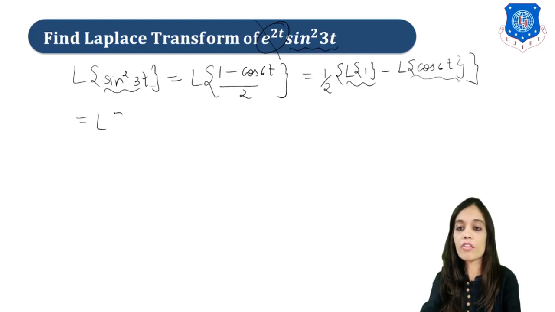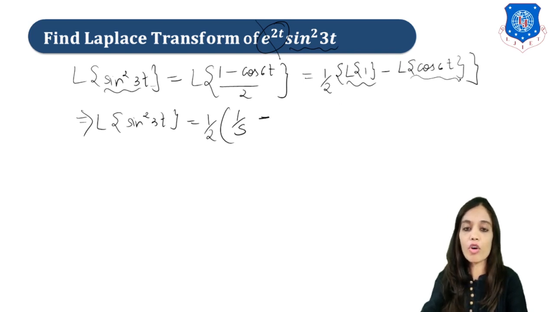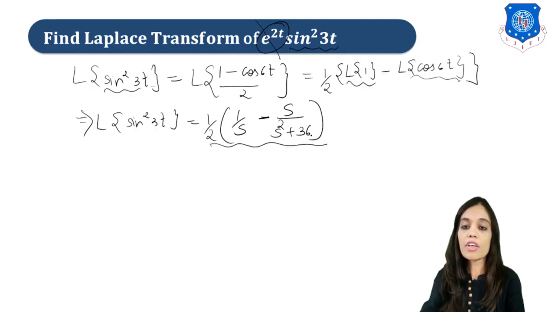Now we know the formulas of Laplace of 1 and Laplace of cos. So the final answer of Laplace of sine squared 3t will be equal to what? 1 upon 2. Put the value of Laplace of 1, that will be 1 upon s, minus Laplace of cos 6t, which will be s upon s square plus 36. You have to remember all the 8 formulas, right? So this is our Laplace of sine square 3t.